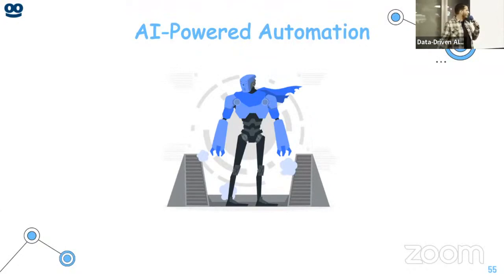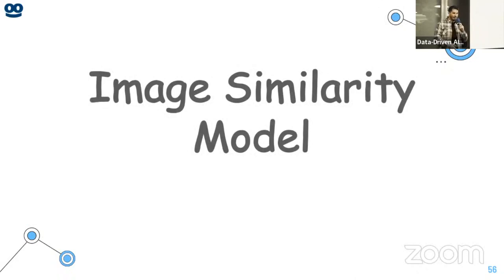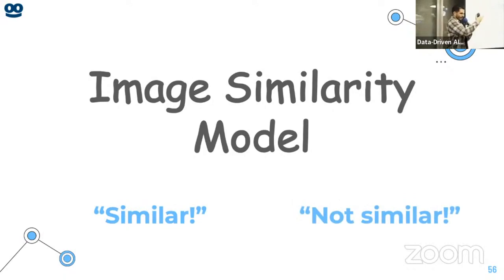What we did is come up with a new AI model. The AI model is called the image similarity model. I think Elena also mentioned it. So this is the model that we came up with. Basically, this model has two purposes. One is to say, for a couple of images, are they similar or are they not? These are the outputs.